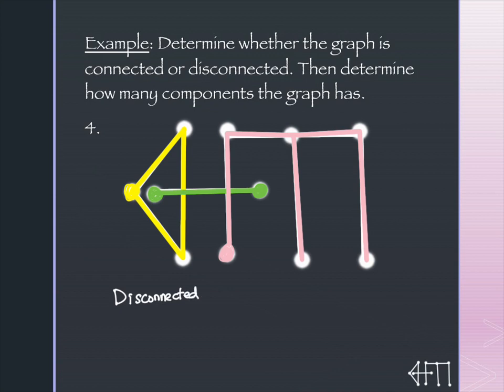And the other question it asks is to determine how many components the graph has. So components means distinct, different pieces. And that's actually what we did when we colored it. How many are there? There's 3. So there are 3 components.